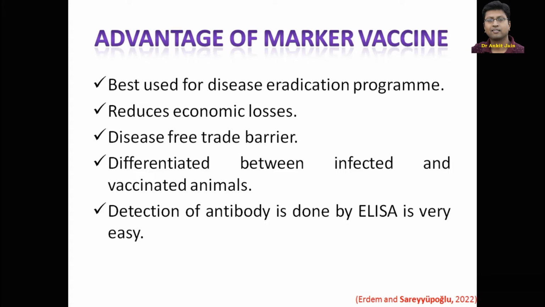Otherwise some countries having a segregation and slaughter policy, so that they will segregate and slaughter all the animals. Out of them, those animals can also be slaughtered which are not infected. So it has heavy economic losses to that country, and to reduce that economic loss and for the welfare of the animals, it is very essential to go for the marker vaccine or DIVA vaccine.